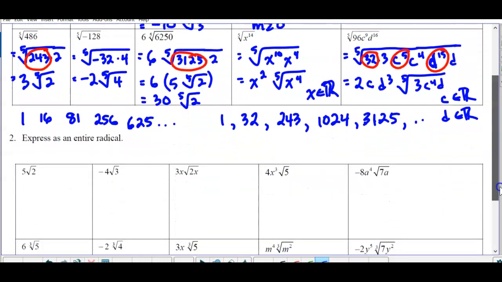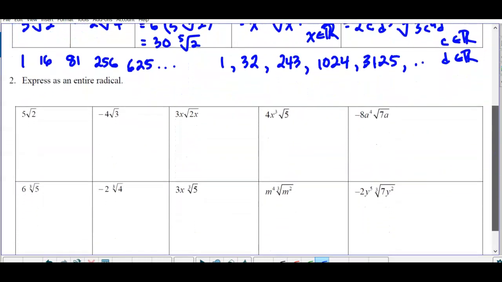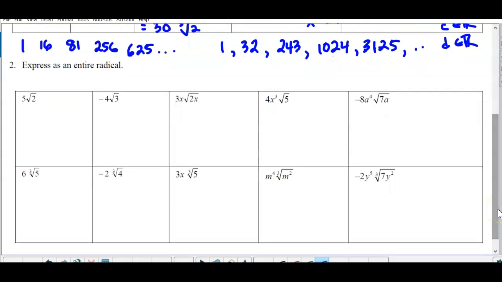All right, so that was simplifying. Now, expressing as an entire radical is just vice versa. Whatever the radical is, whatever the index is, you use that to take any number or variable out front to put it back in. So basically, think about my analogy of perfect square gets to go out on the weekend. So in this case, this would be 25 times 2. Perfect square gets to go out on the weekend is worth 5.